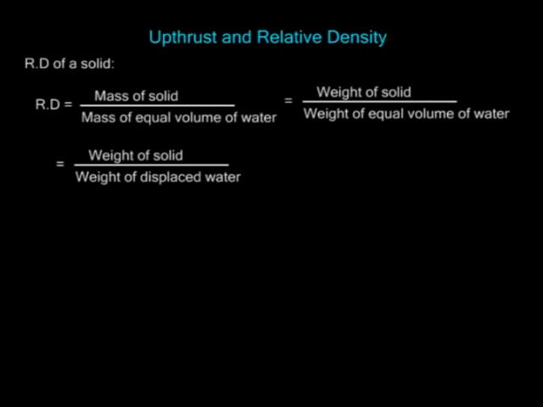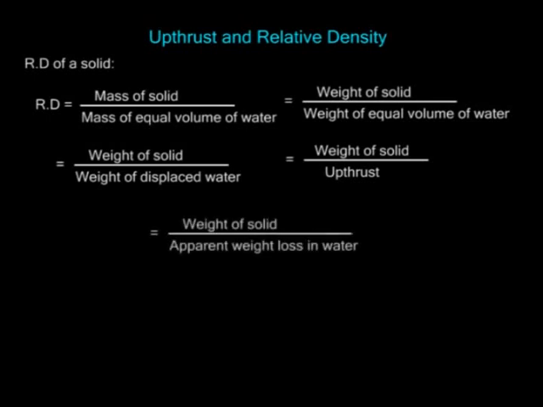Again, according to Archimedes' principle, when an object is immersed in a fluid, it experiences an upthrust equal to the weight of the fluid displaced. So again, relative density can be calculated as relative density is equal to weight of solid over upthrust. Finally, the upthrust experienced by the object is equal to the apparent weight loss. Then, relative density is equal to the weight of the solid over the apparent weight loss.